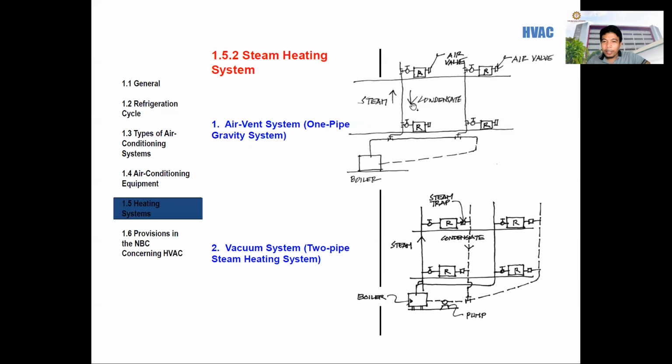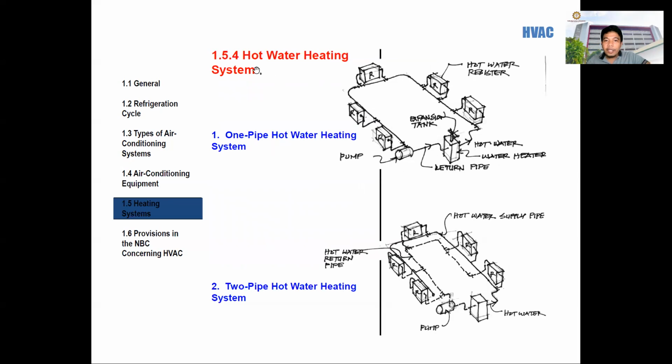So maybe we don't understand the diagram as we are civil engineers, but the mechanical engineers can discuss this further as they study this type of diagrams. Okay. Next, we have the hot water heating system. So there are also two types. So you have the one pipe hot water heating system and the two pipe hot water system. Okay. So this is the diagram.